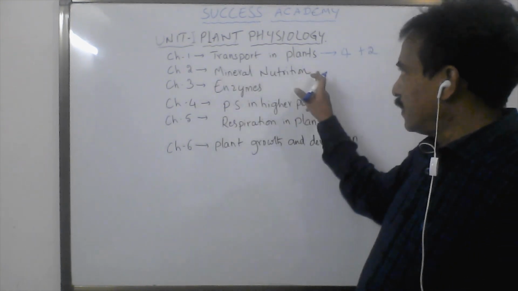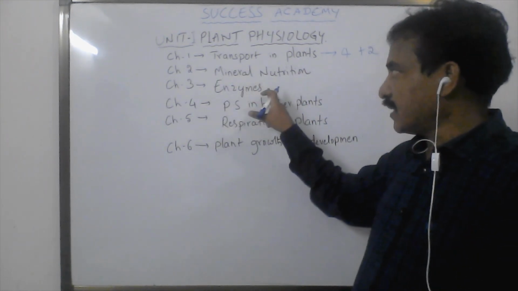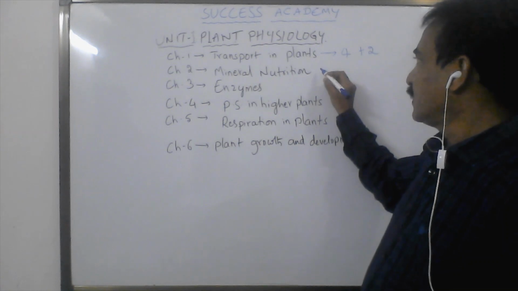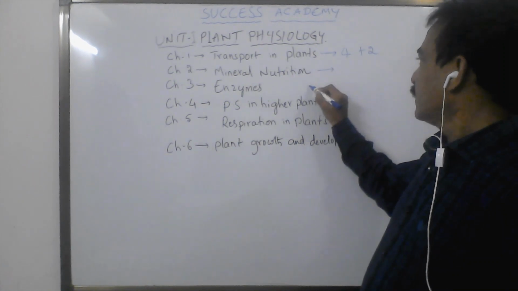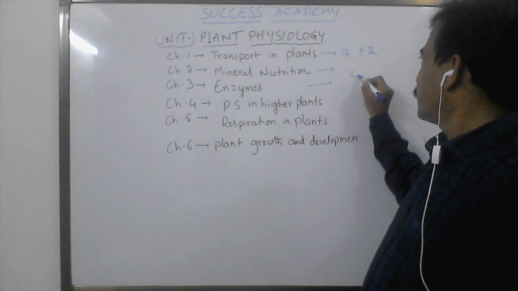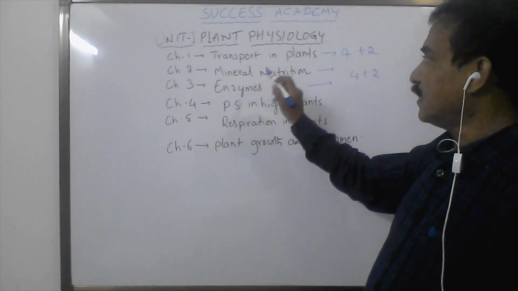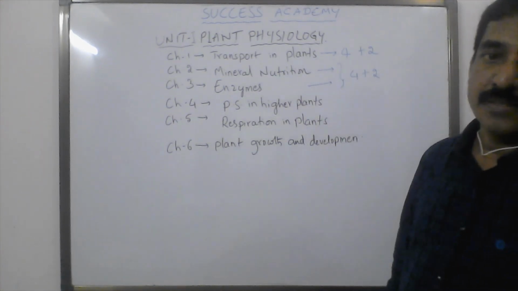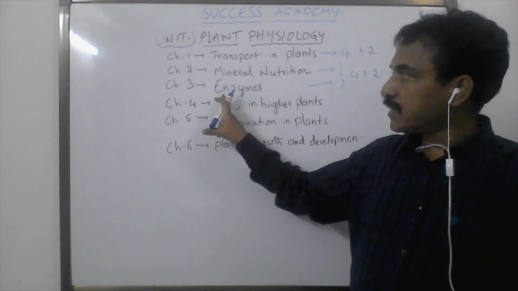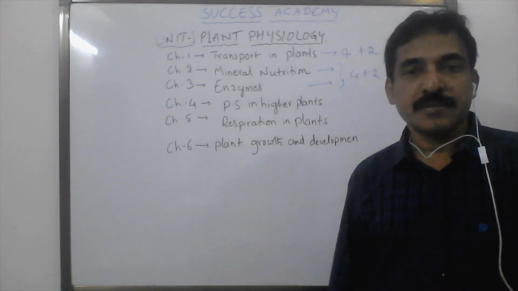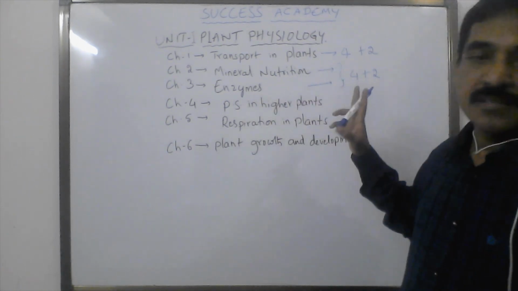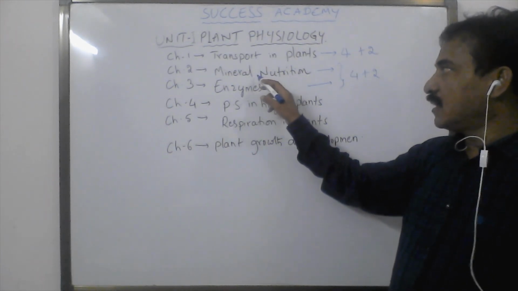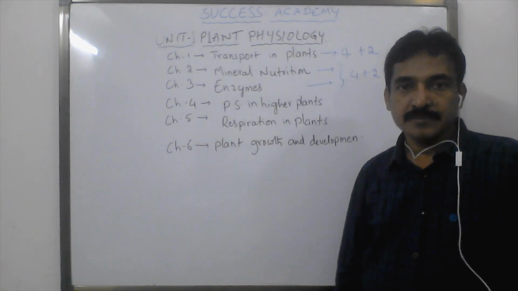The second chapter is mineral nutrition and the third chapter is enzymes. These two chapters are collectively important and they have 4 plus 2. That means if a 4 marks question is asked from the mineral nutrition chapter, then a 2 marks question will come from the enzymes chapter. Sometimes they ask a 4 marks question from the enzymes chapter, then a 2 marks question is asked from the mineral nutrition chapter.